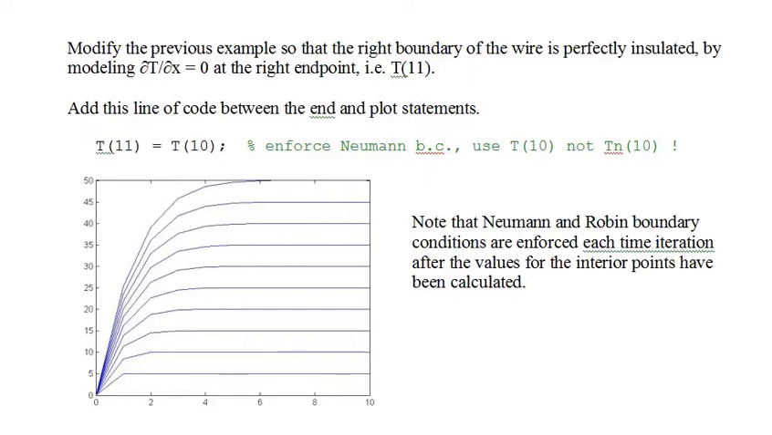The computational equation is T11 equals T10, and it needs to be placed after the loop that computes the values for the interior grid points, because for the n+1 time step, the value assigned to T11 must be the value just computed for T10. So this will add one line to the program.